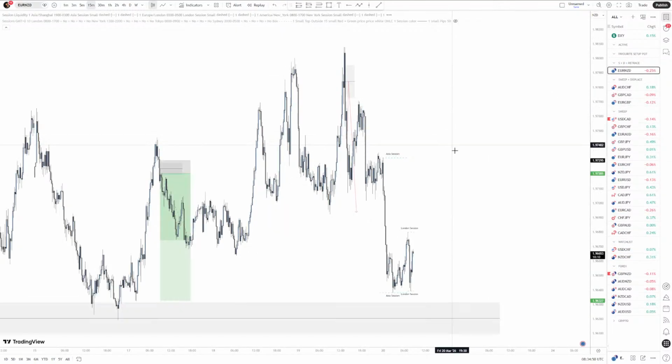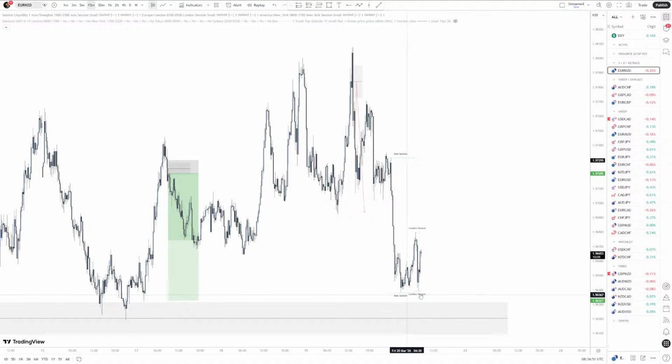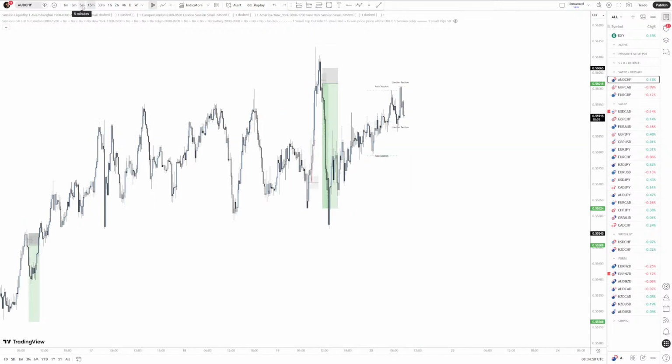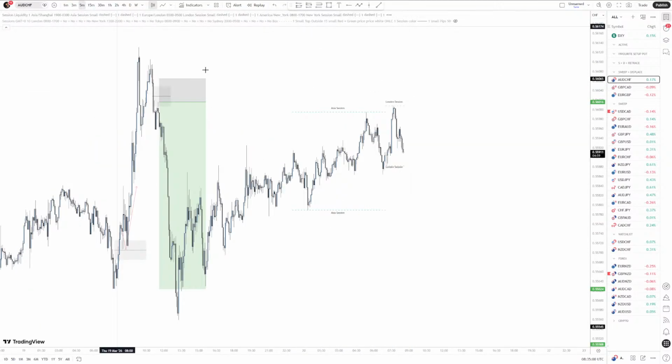Next one is Euro NZD. This again is in a range. We haven't taken the Asia sessions yet, so we're going to put this into Forex. AD Swiss franc. We have swept the highs.